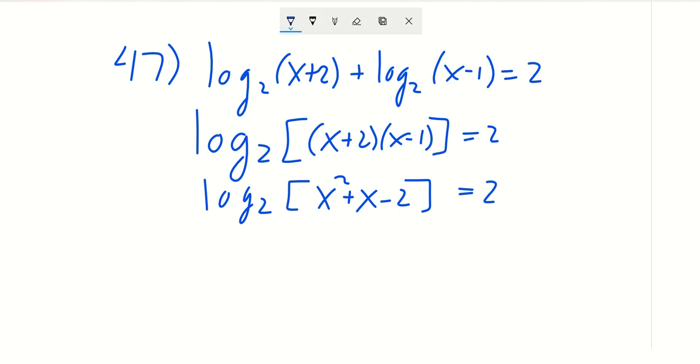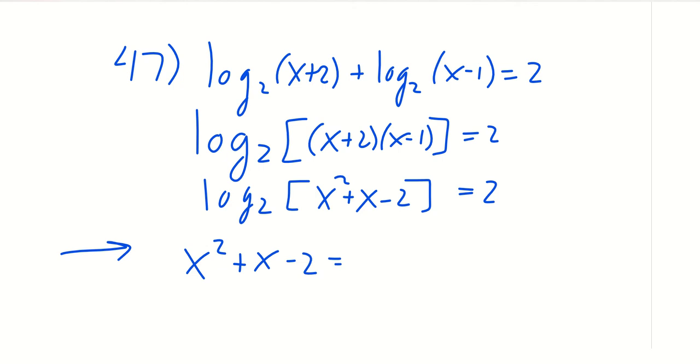And then the key to solving these is once you have the left-hand side condensed into a single log and the right-hand side is equal to a number, now what you want to do is convert to exponential notation. So we have the value, which is the thing on the inside, x squared plus x minus 2, should be equal to the base raised to the exponent. So this should be equal to 2 squared.